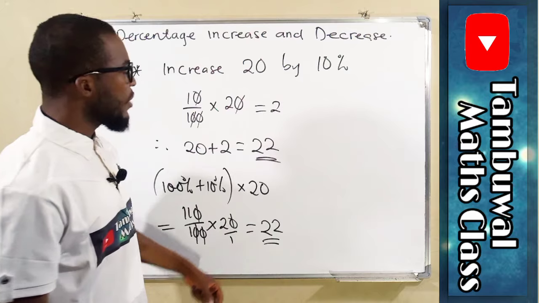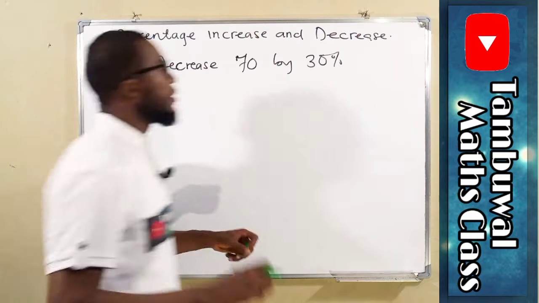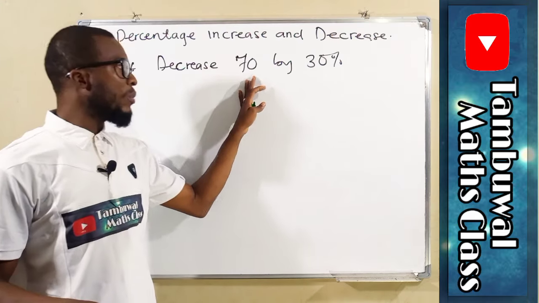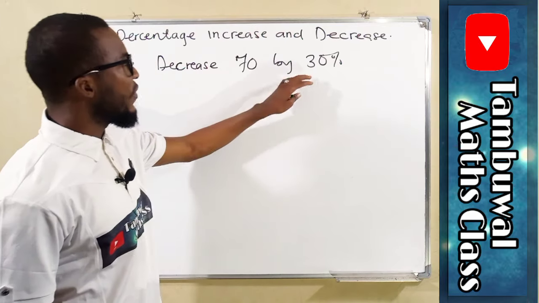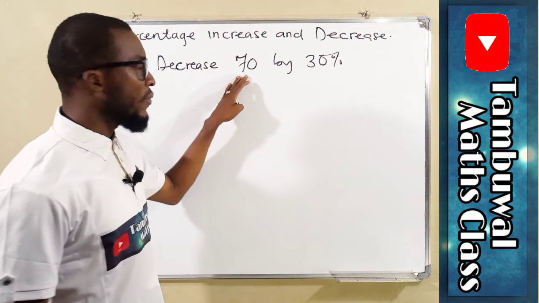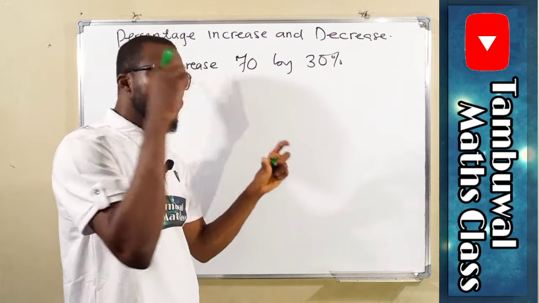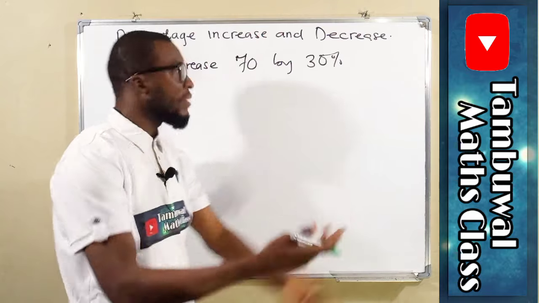So now let us see how we can find the percentage decrease of a number. This question says we should decrease 70, which is a number, by 30%. First of all, let us find what is 30% of 70. Whatever we obtain, we will remove it from 70 because we are decreasing now, not increasing.